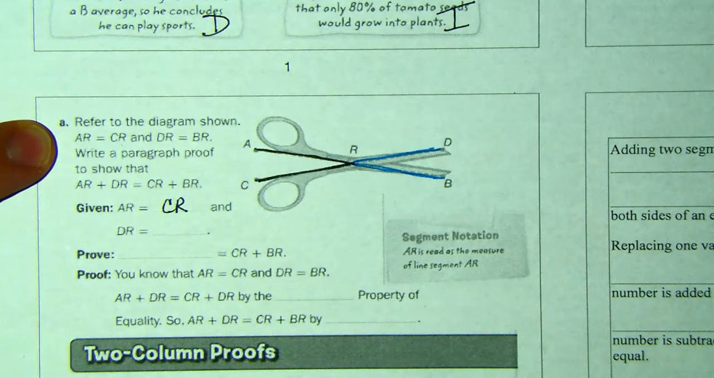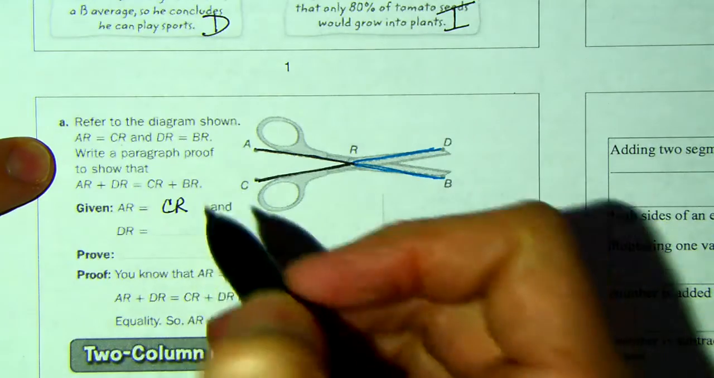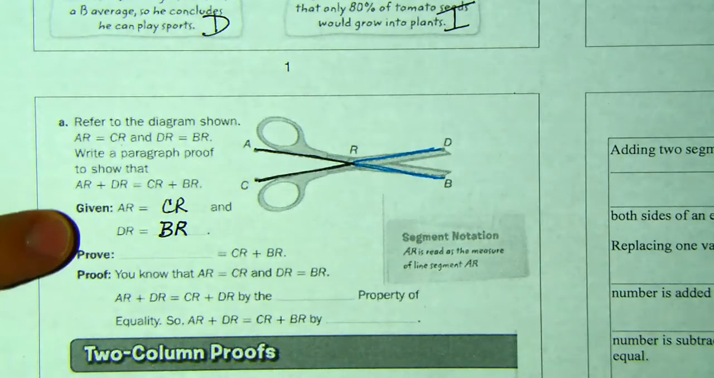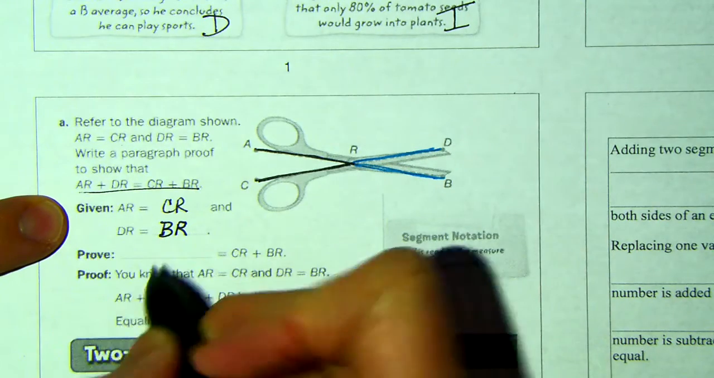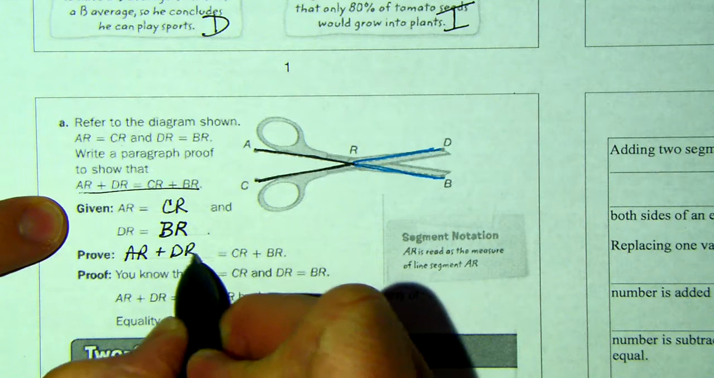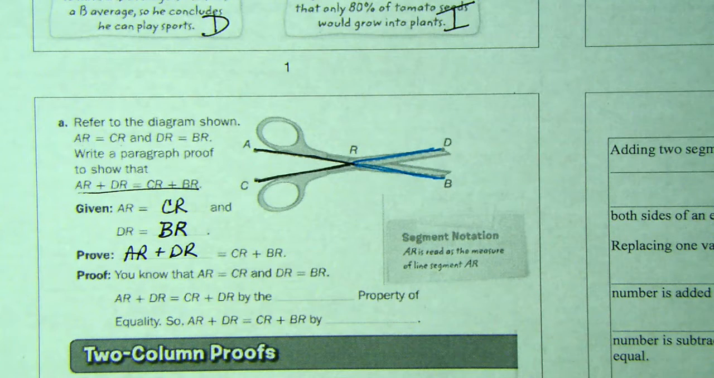Every proof starts with your given. And DR equals BR. And they want us to prove this. So AR plus DR will equal CR plus BR. You know that AR equals CR and DR equals BR. There's your given.